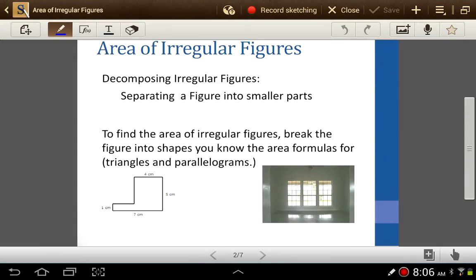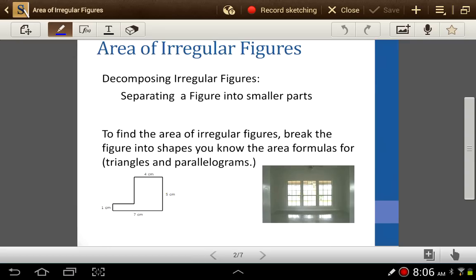Okay, in our next slide we're going to talk about how to find the area of irregular figures. What you want to do is decompose the irregular figures. Decompose or decomposing means to separate a figure into smaller parts. So you want to take this complex shape and break it into the shapes that we already know, like triangles and parallelograms. For the most part, you're going to break them into triangles and rectangles as much as possible, and then you can find the area of each one of those. That's decomposing. So you're breaking it apart into smaller pieces.